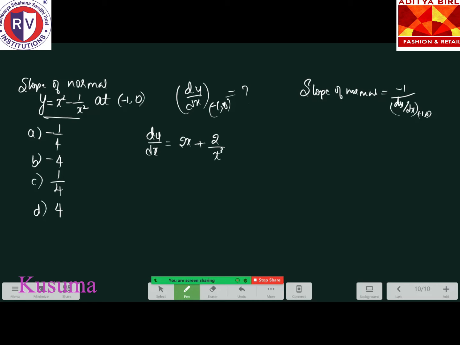Now let us find out this dy by dx at minus 1 comma 0. For x we have to substitute minus 1. If there are any y's here, we are supposed to substitute y is equal to 0. So dy by dx at minus 1 comma 0 will be 2 into minus 1 plus 2 by minus 1 whole cube, that is minus 2, minus 2, which is equal to minus 4. This is our slope of the tangent.